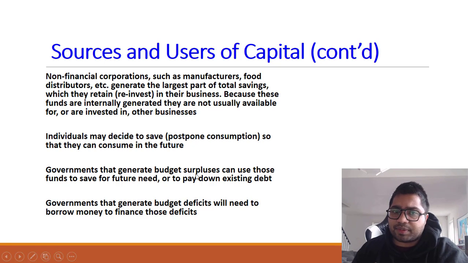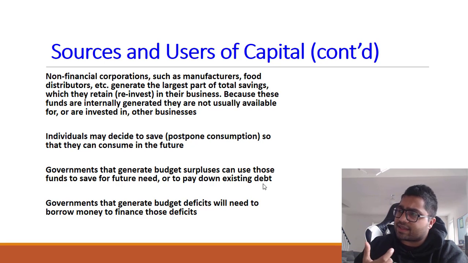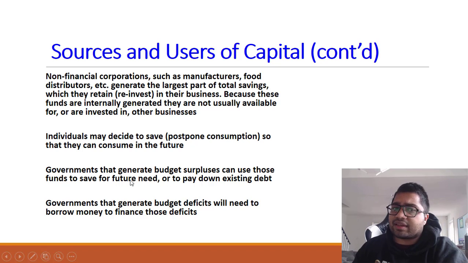Government that generates budget surpluses can use those funds to save for a future need or to pay down existing debt. So Canada hasn't run surpluses for years now, but provincially, if you look, Quebec has run surpluses for the last couple of years, in the duration of 5 years. So when you run surpluses, you generate savings. So either you can invest it or you can pay down debt if you have savings. Governments that generate budget deficits will need to borrow and finance those deficits.